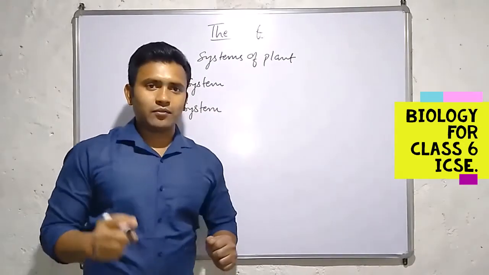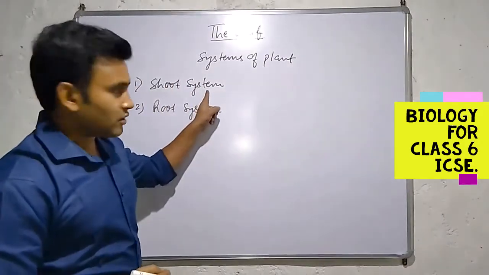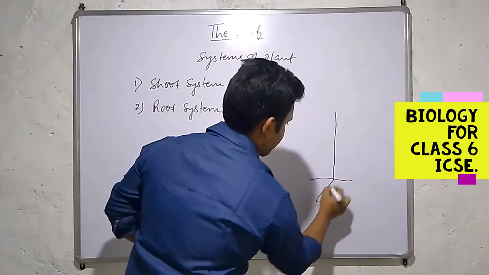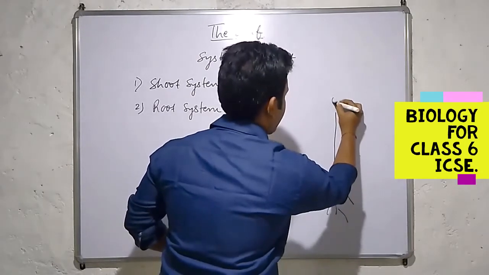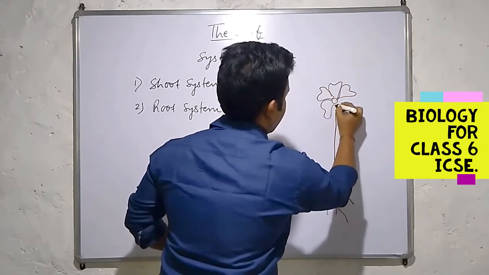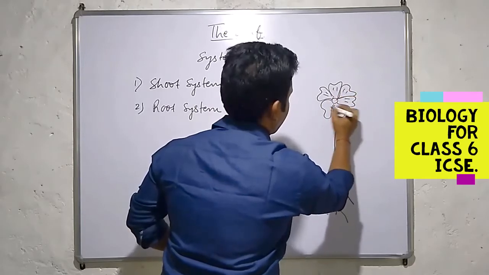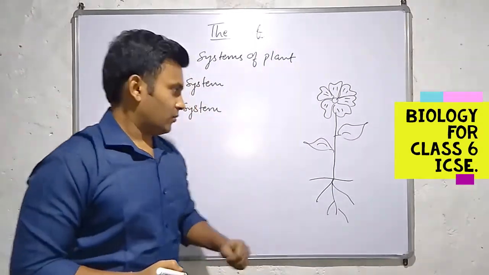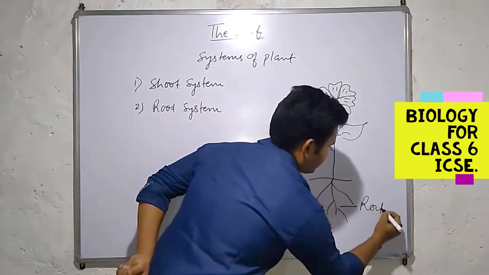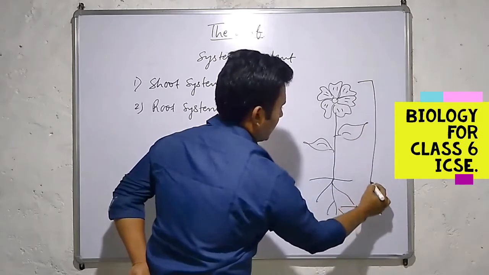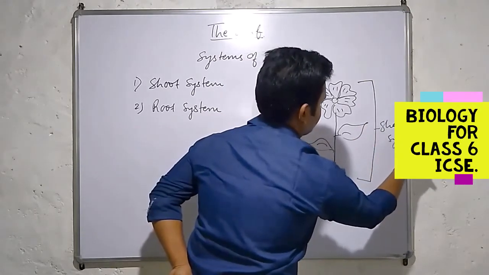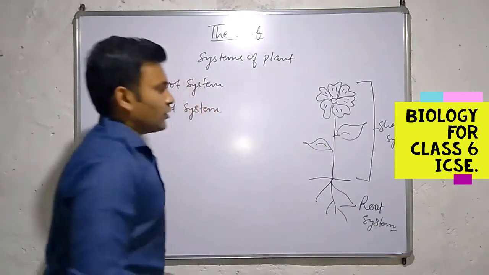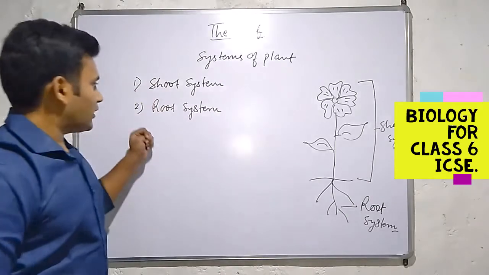So I will draw a diagram. With that you will be able to understand about the shoot system and about the root system. So here we have a diagram of plant where this is the root and this entire part is the shoot system, and this is the root system. So let us understand the meaning of shoot system and the root system.